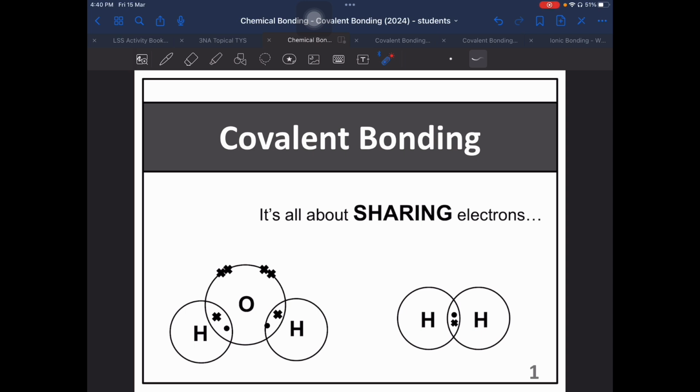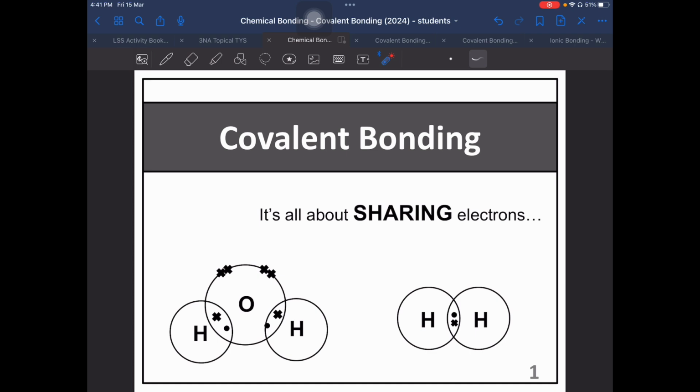As mentioned in the earlier part when we introduced you to ionic bonding, in total there are three types of bonding in our syllabus. Ionic is one, covalent is the other one, and the last one is fusion metallic. You'll notice that on this front page you'll see this thing about sharing of electrons, and that will be the main idea throughout this whole video.